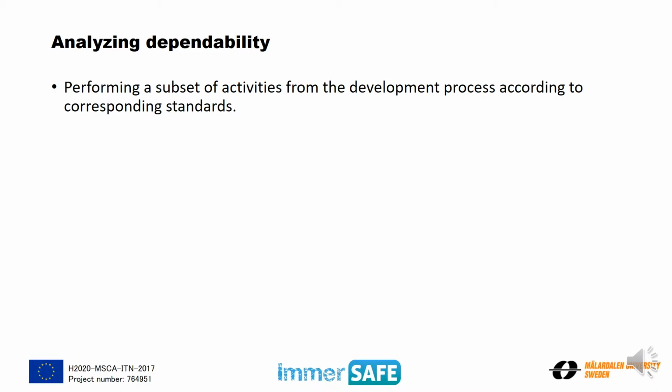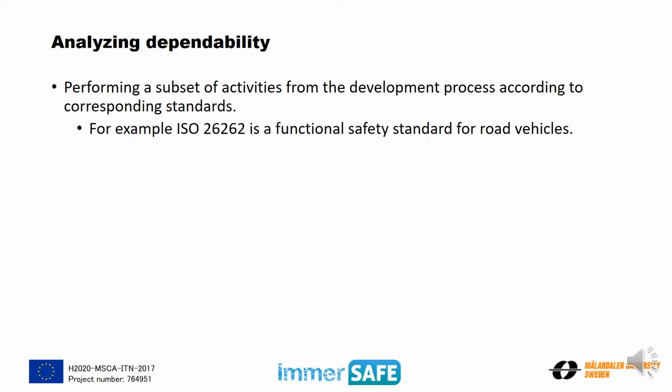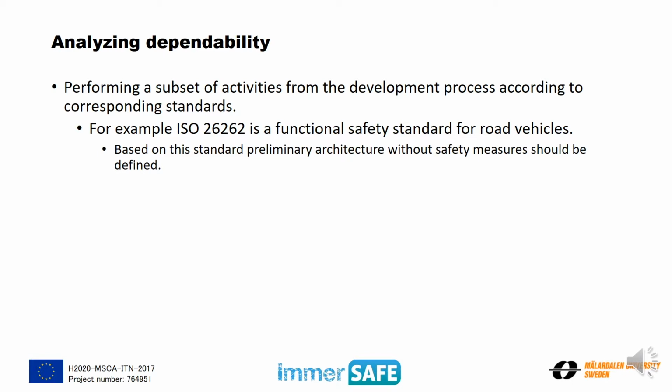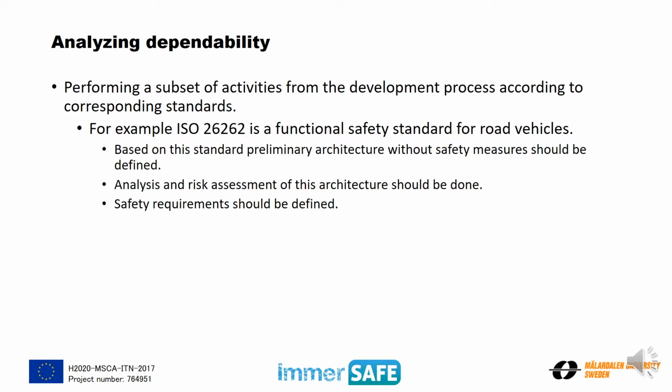To perform a dependability analysis, a subset of activities should be done from the development process according to corresponding standards. For example, ISO 26262 is a functional safety standard for road vehicles. Based on this standard, a preliminary architecture without safety measures should be defined. Analysis and risk assessment of this architecture should be done. Safety requirements should be defined. And finally, all these steps should be documented in a safety case argument.